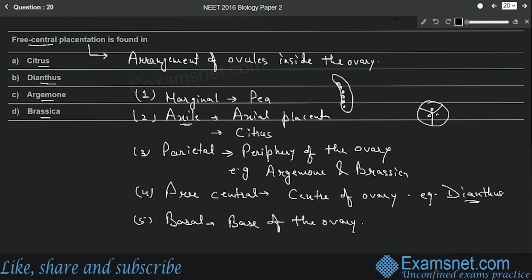Now here the question is asked about the free central. So we have seen that the example of free central is dianthus. So the correct option will be option number B, dianthus. Citrus we have already seen, it is the example of axial placentation. And argemone and brassica have parietal placentation. Okay, parietal.